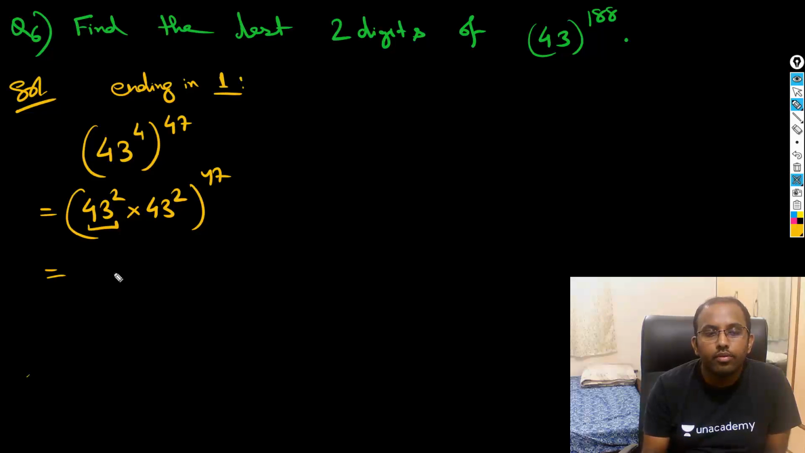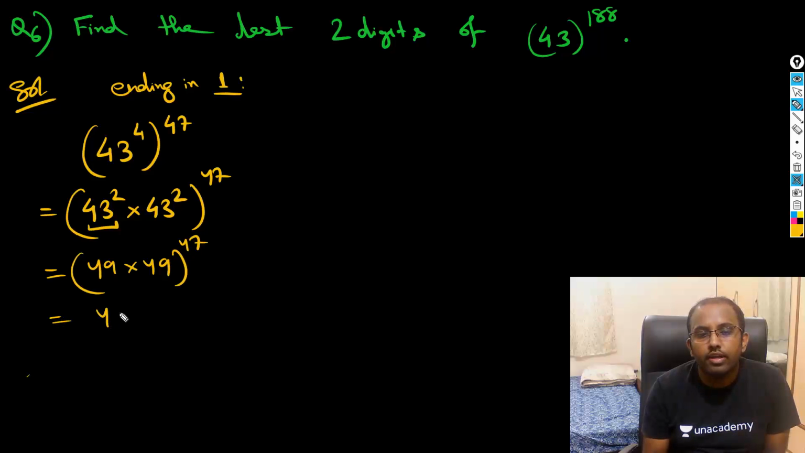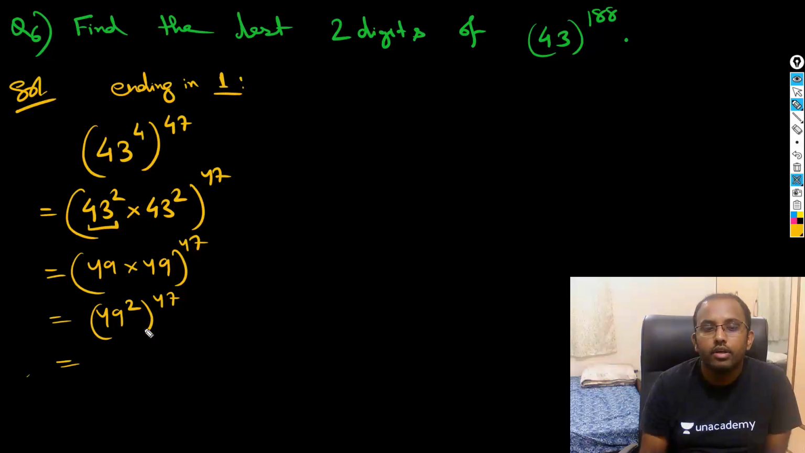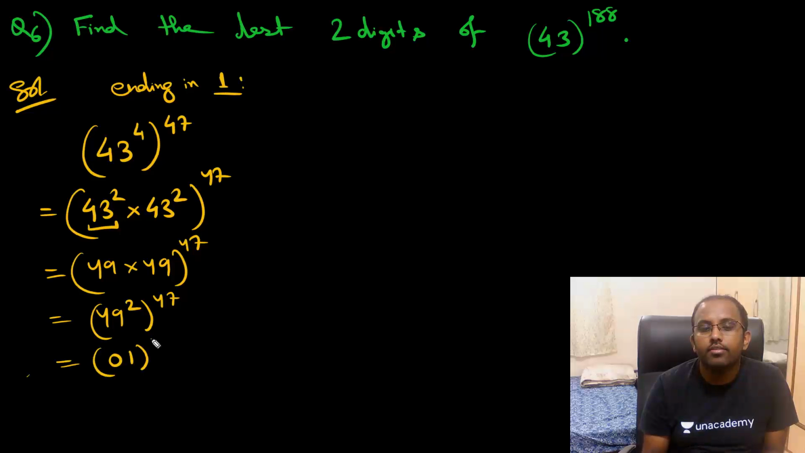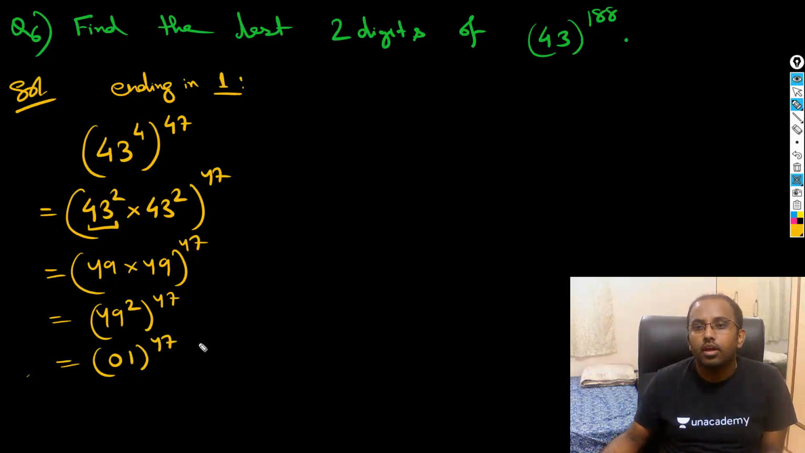Okay, so once it is 49 into 49, raised to 47, that is 49 square raised to 47. And any number which is in square form, it is 47 here actually, then 49 square is what? It is ending in 01. So ending in 01 raised to 47. So anything ending in 01 raised to 47, right?